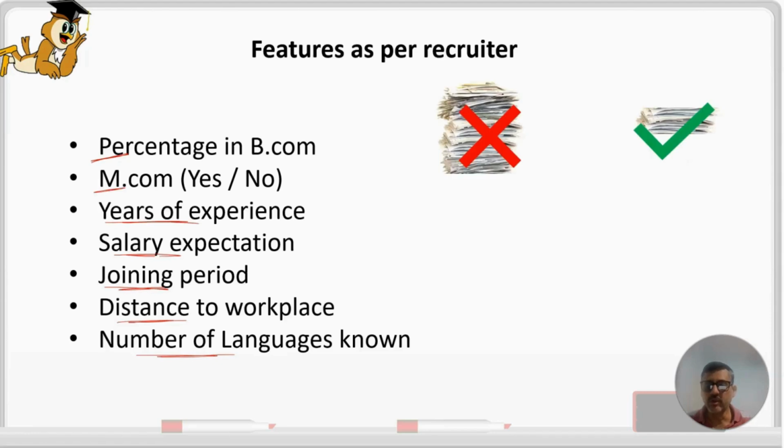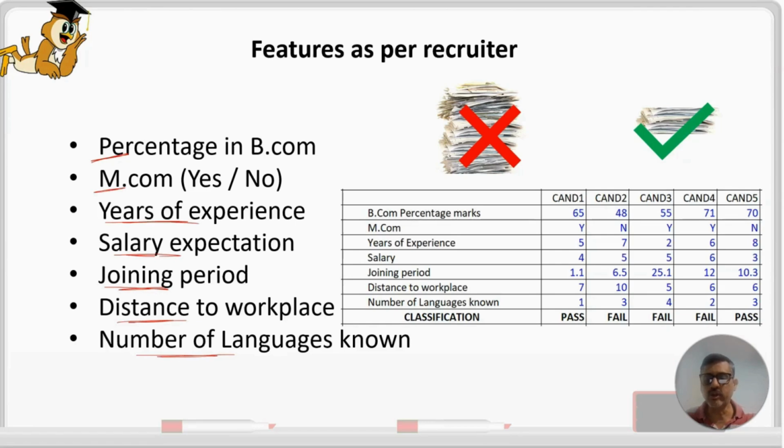Now, the recruiter is also going to give us the training data, but he's not going to hand us the raw data or the raw resumes, right? It's not as if he's going to hand us two stacks of resumes. What we are going to get from the recruiter for training data is a table that looks like this.